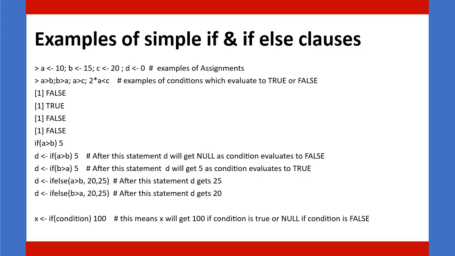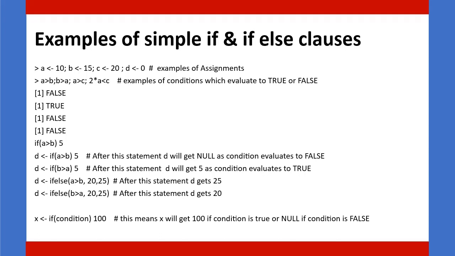And these condition examples should evaluate to either false or true. Based on the values of A and B, we get false, true, false, false. For example, the last one, 2 times A is 20 and C is 20, therefore 20 is less than 20 is false. So, the conditions are evaluated.